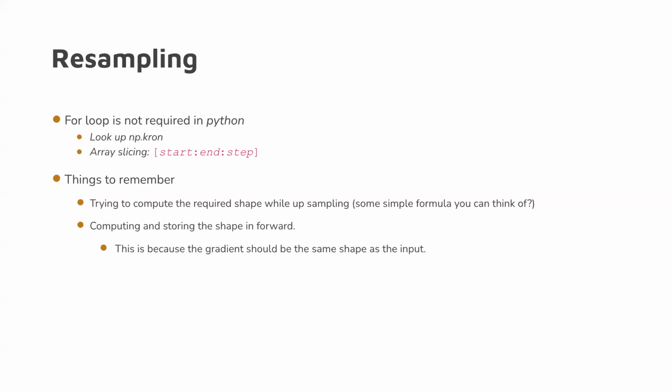So let us start with resampling. In this section, you will be implementing both upsampling and downsampling for one dimension as well as two dimensions. So what exactly is upsampling? Upsampling means that you're trying to increase the size of the input, and downsampling is the exact opposite, wherein you're trying to reduce the size of your input. The thing that we need to take into consideration is that there should not be any loss of information.